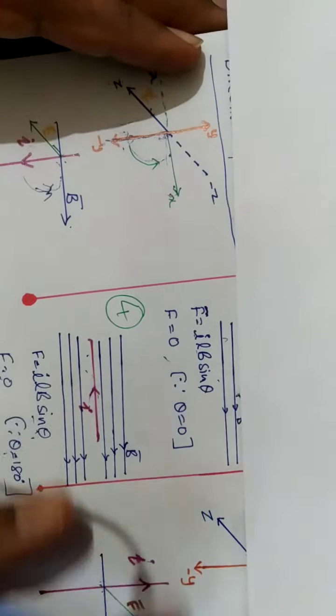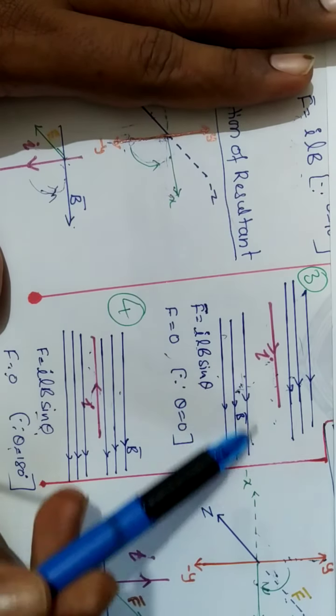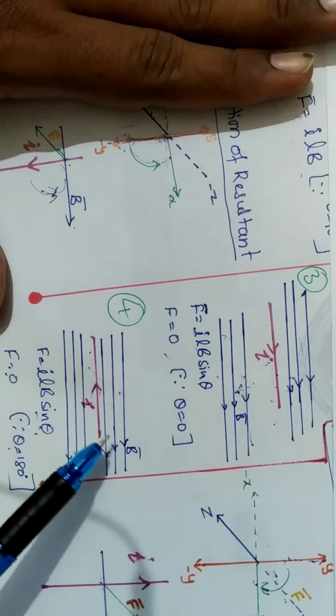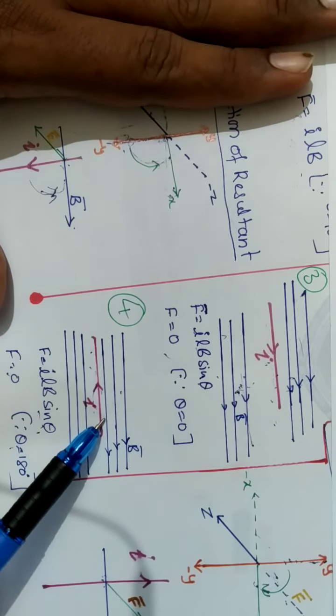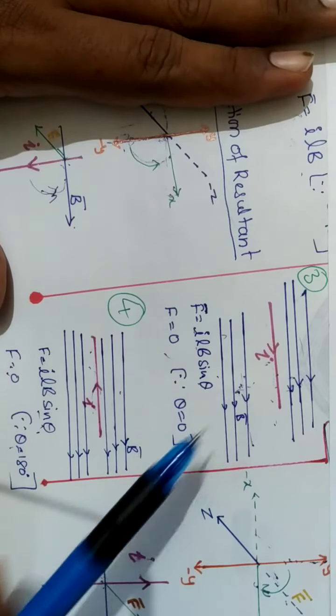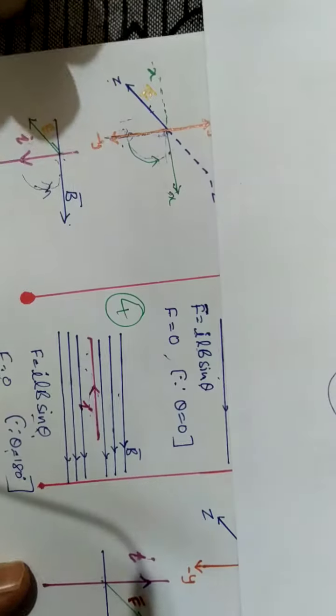So in either case, when the wire is placed in the direction of the magnetic field or opposite to the direction of the magnetic field, the force acting on the wire is 0. So now we combine all the force things.